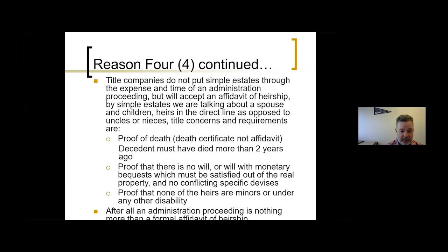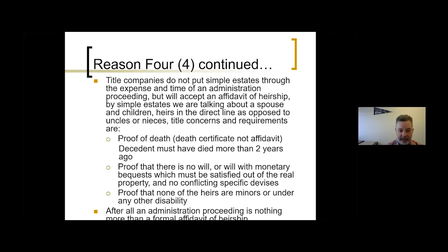Now, if the 2-year period, this is something that changed, because prior to maybe 2-3 years ago, title companies would take affidavits of heirship for almost any kind of transaction. That's been tightened up by our underwriters because they've had claims. There's been claims on heirship affidavits. So it would have to be a simple estate, where you'd have a spouse and children. You wouldn't be going past that to siblings and that kind of thing.